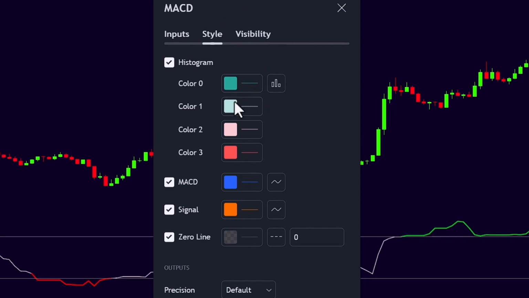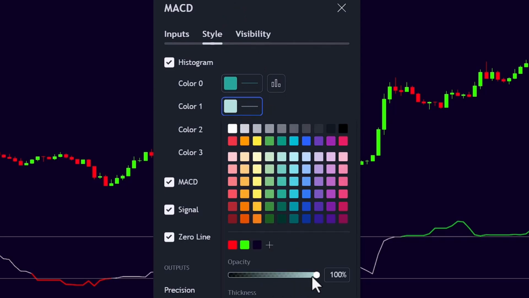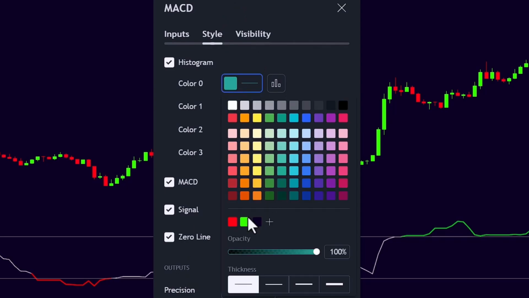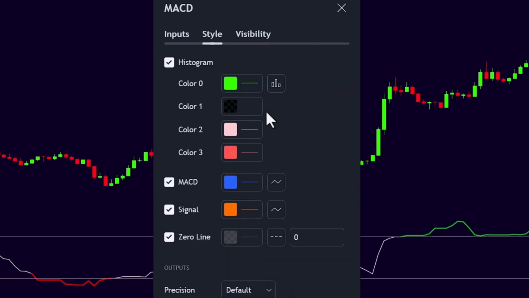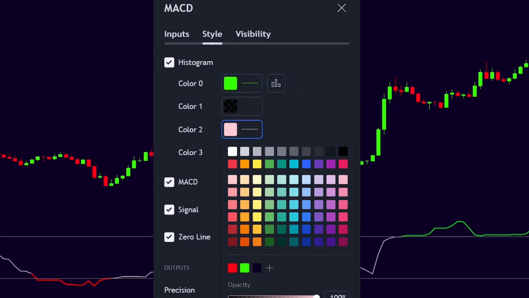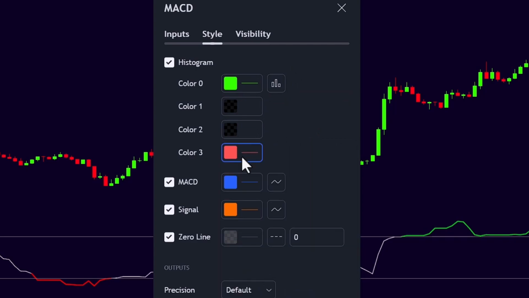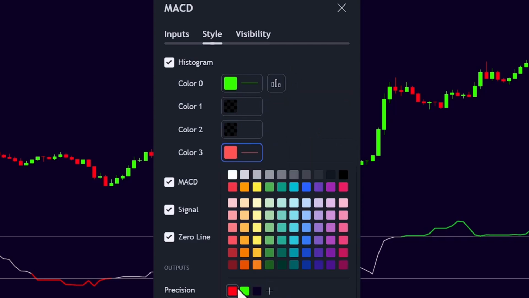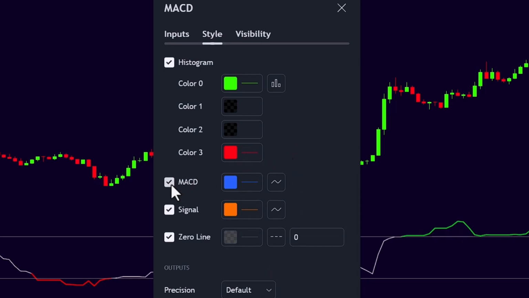Set the histogram to columns and choose green for the first color, turning off the other 2 colors. Only the histogram and zero line are needed, so go ahead and disable the MACD and signal line options for clarity.